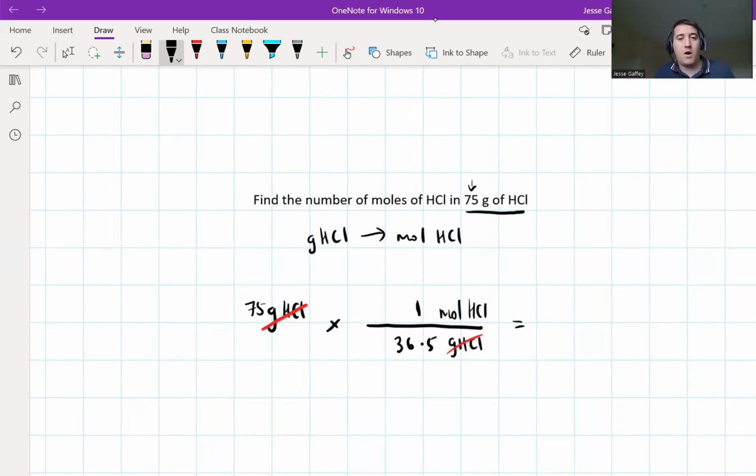All right, I know I'm right because look at what the unit of my answer is going to be: moles of HCl, which is what I was asked to find, moles of HCl. This is the lovely thing about this. It's got an inbuilt checking mechanism. Okay, so 1 divided by 36.5 gives me 0.027 moles of HCl.